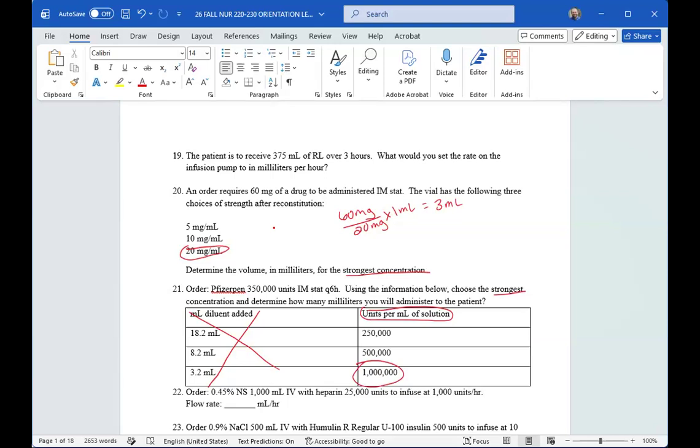Now, there is something important about this question because when you take your 350,000 units and you divide by your available, which is the 1 million units times your 1 ml, you get an answer of 0.35 ml. You're going to be tempted to round that to 0.4. Please don't round it. That's your answer.